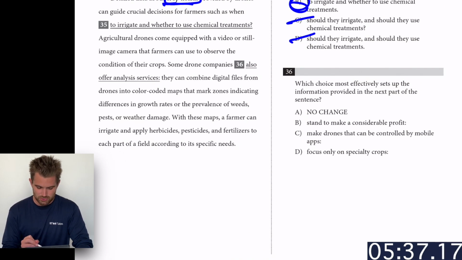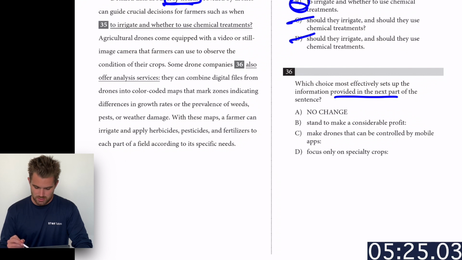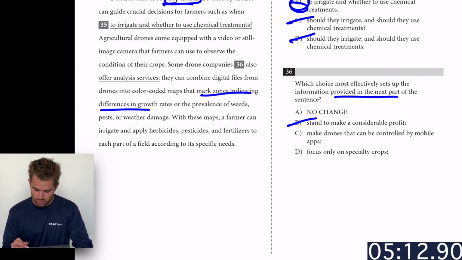Some drone companies also offer analysis services. Which choice most effectively combines the information in the next part of the sentence? They can combine digital files, mark zones indicating differences in growth rates and the presence of weeds. I think that's right. Stand to make a considerable profit? No. Talking about marking zones, differences in growth rates. Mark zones controlled by mobile apps? No. Specialty crops? No, right?